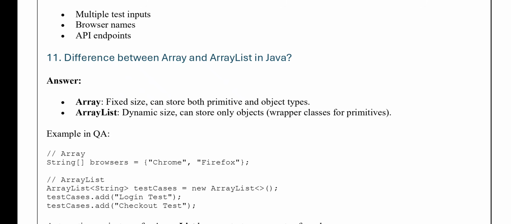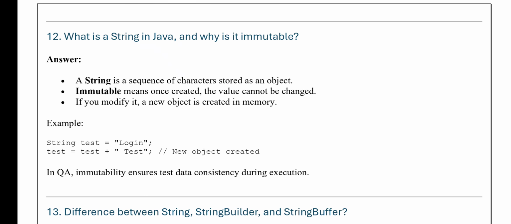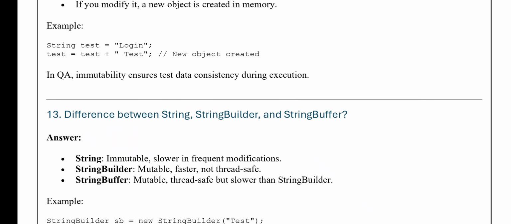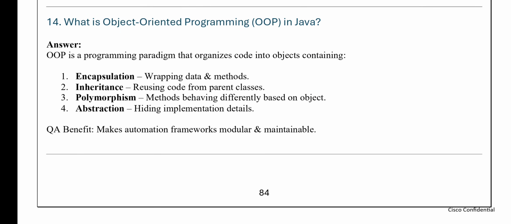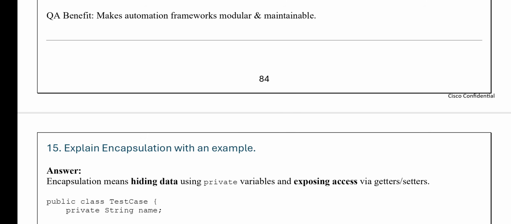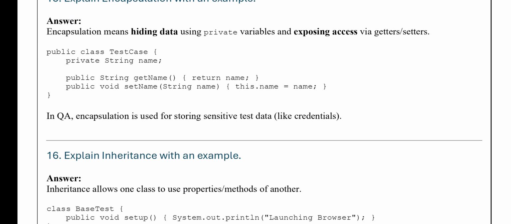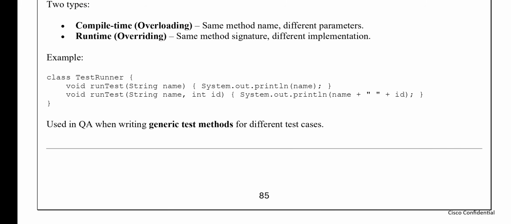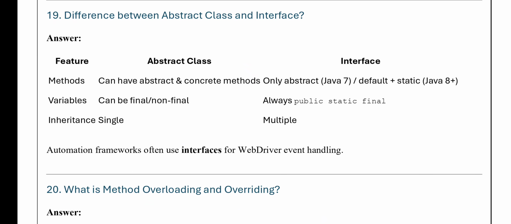What's the difference between array and array list in Java? What is a string in Java and why is it immutable? Difference between string builder and string buffer. What is object oriented programming in Java? Can you explain encapsulation, inheritance, polymorphism, abstraction, and the differences between abstract class and interface?